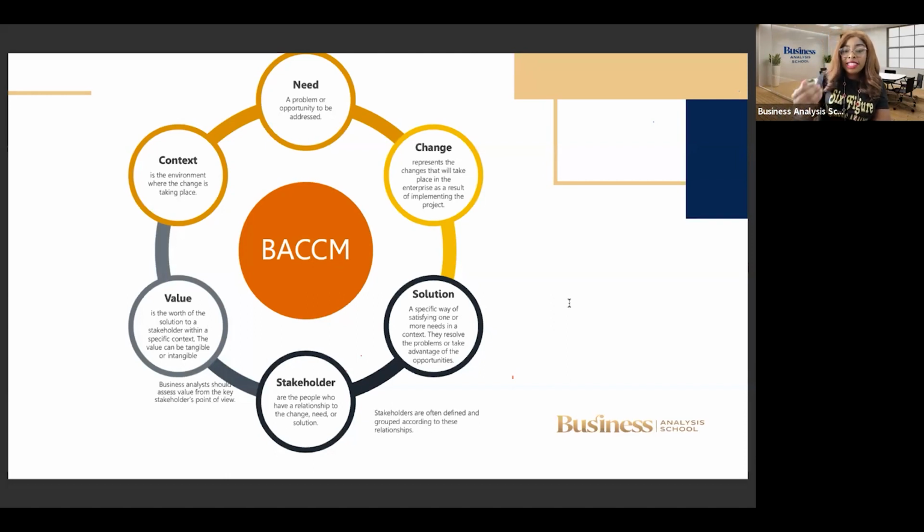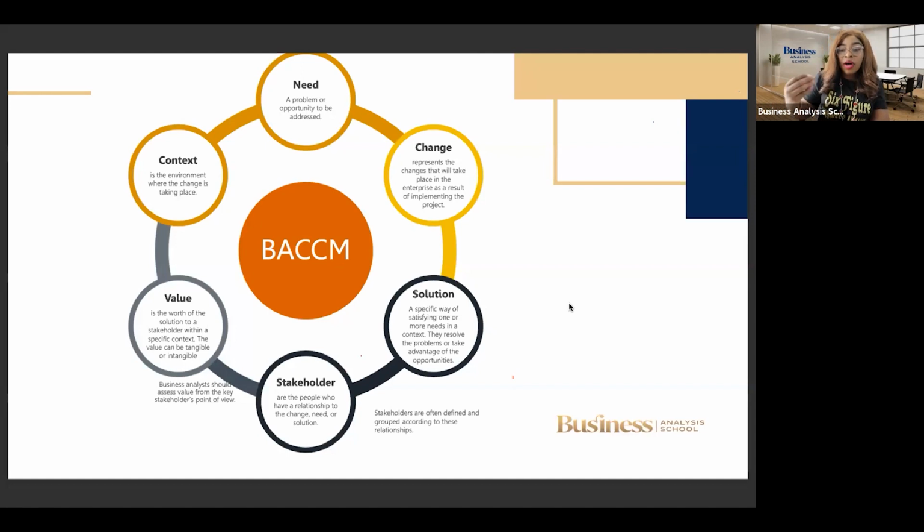Then what is the change? So based off of this need, what is the change? The change represents what will take place within the company. What is going to change? What is going to be new, right? Based off of this project we're going to implement, based off of this product we're going to build, what is the change that is going to come about?